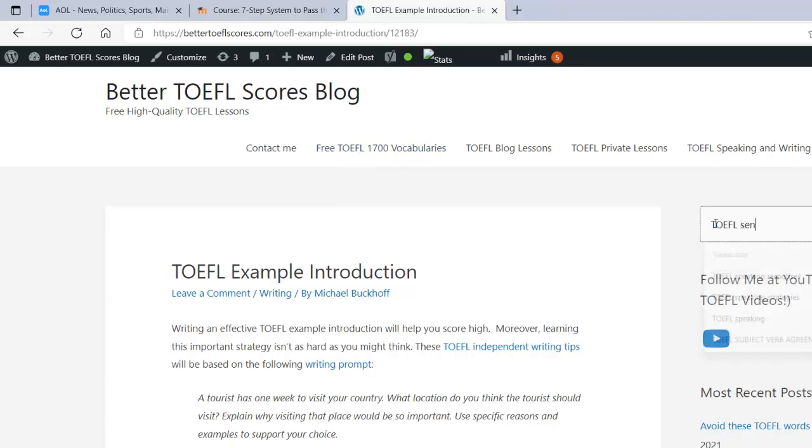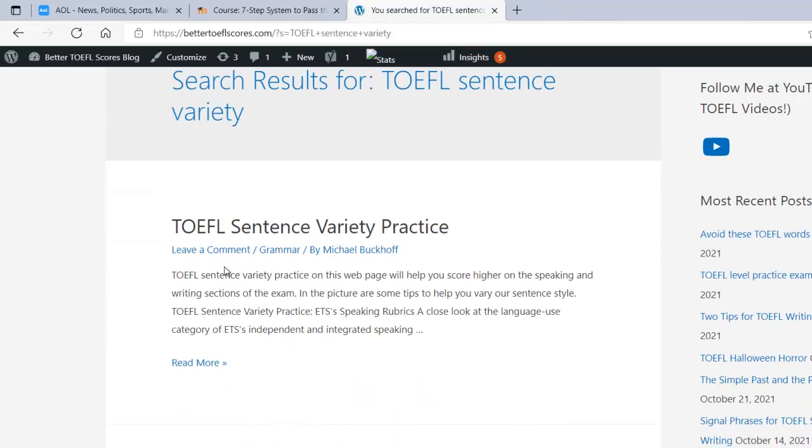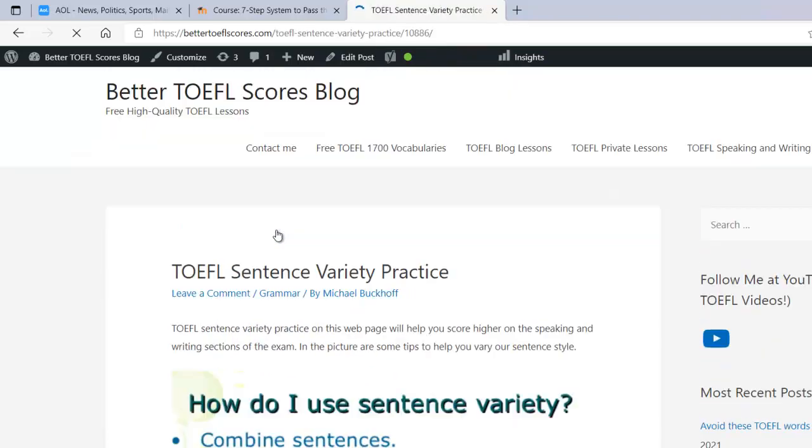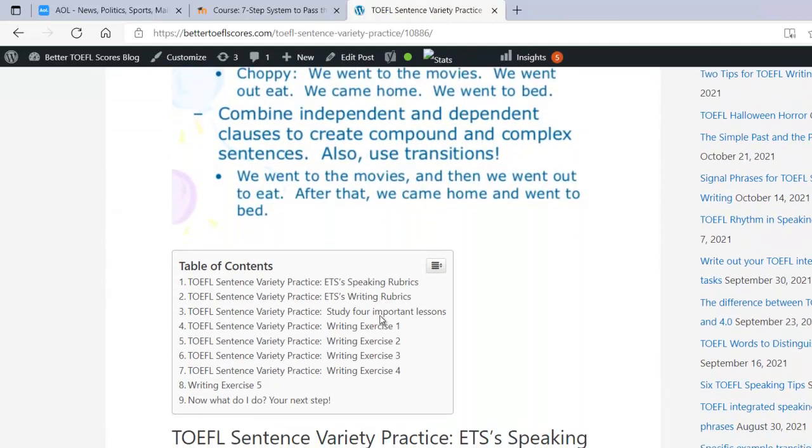And then one more lesson here. You won't see this in my online TOEFL course, but right here, click on TOEFL sentence variety practice, and I think this is also a good lesson for you right now. So you even have some practice exercises here to help you reinforce what you're learning in that particular lesson. All right, so there you go.